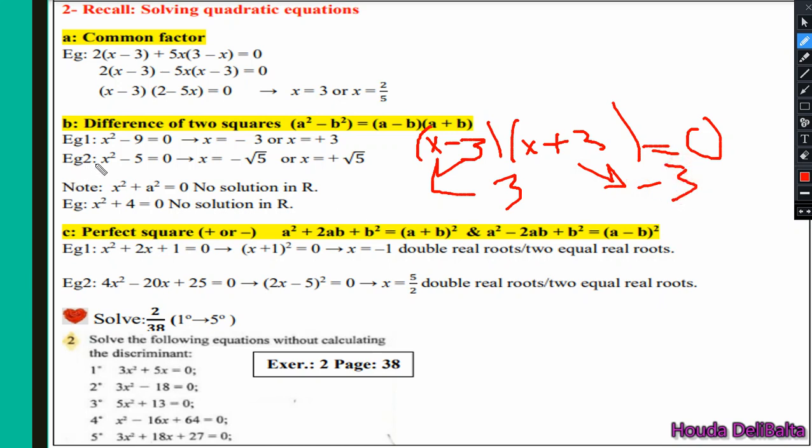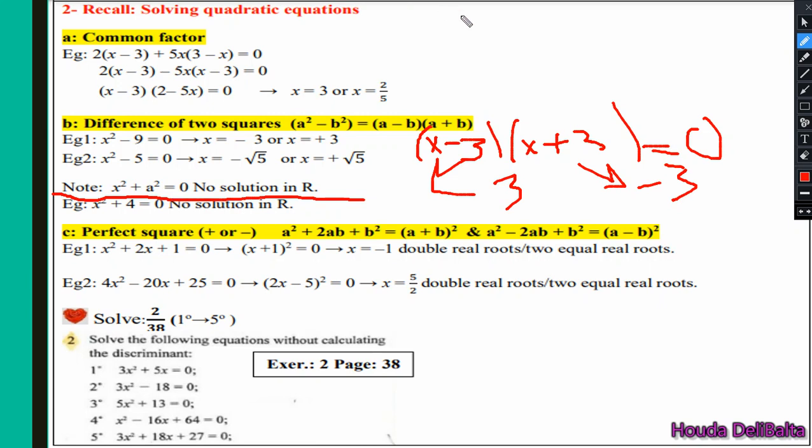Here is another example. x squared minus 5 equals 0. Then we can write it as x minus radical 5 into x plus radical 5, and thus the roots are plus or minus radical 5. Note, that's a very important note. If you have x squared plus a squared, or plus any positive number, equals 0, then this has no solution in R.